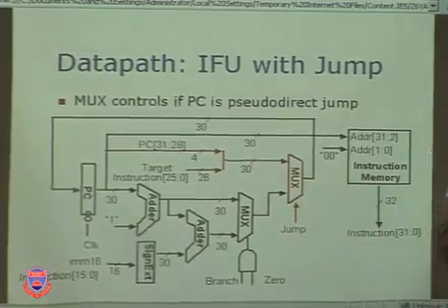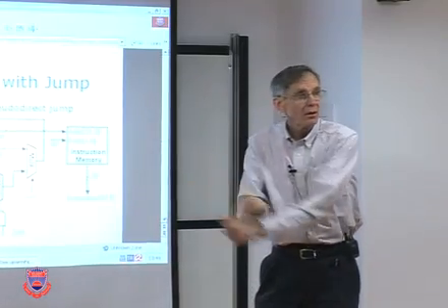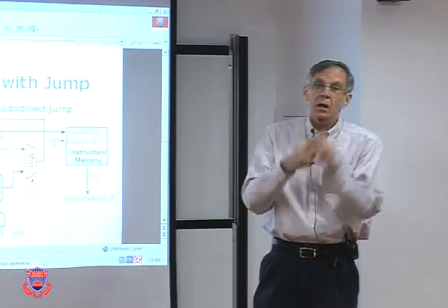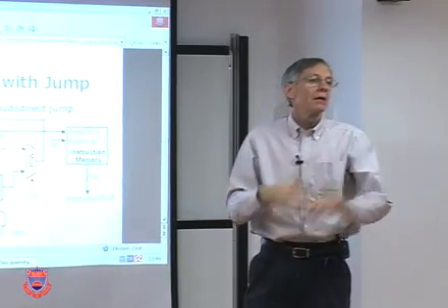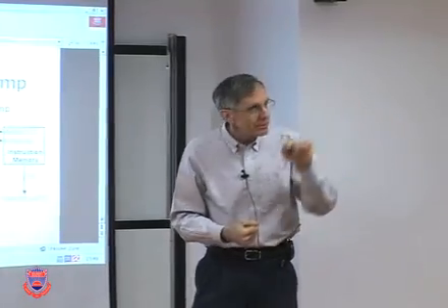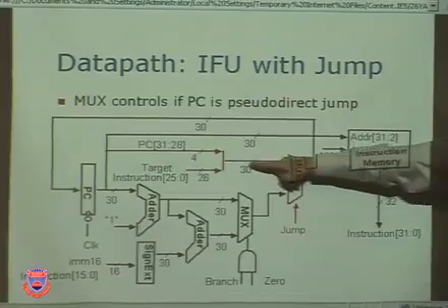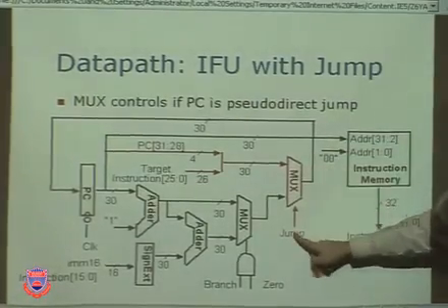And what are the 3? PC goes to pseudo-direct target address if it's a jump. PC goes to PC plus or minus the offset if it's a branch that we take. Otherwise, PC goes to PC plus 4 if it's a branch we don't take or if it's a regular instruction, non-branch, non-jump. Those are the 3 choices. And you can see here's the one where the pseudo-direct target address for jumps comes in. If we say jump, take it.